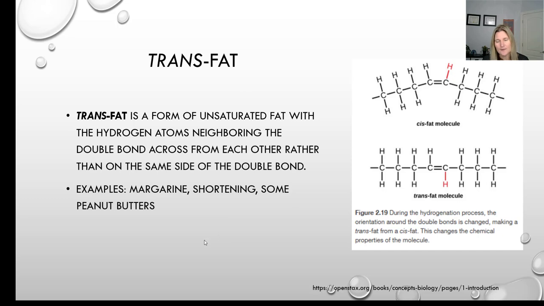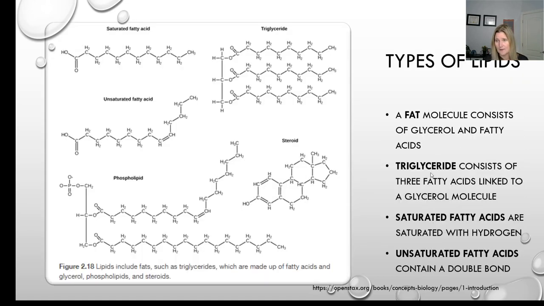So trans fats have been very popular in the past, but recently we found that they actually do cause some issues with our body, particularly with our cholesterol levels. If you've heard of cholesterol, you know that when they measure cholesterol in your blood, they're looking at the LDLs versus the HDLs versus the triglycerides. Okay, so we already know what a triglyceride is. That's the fatty acids linked together with a glycerol.